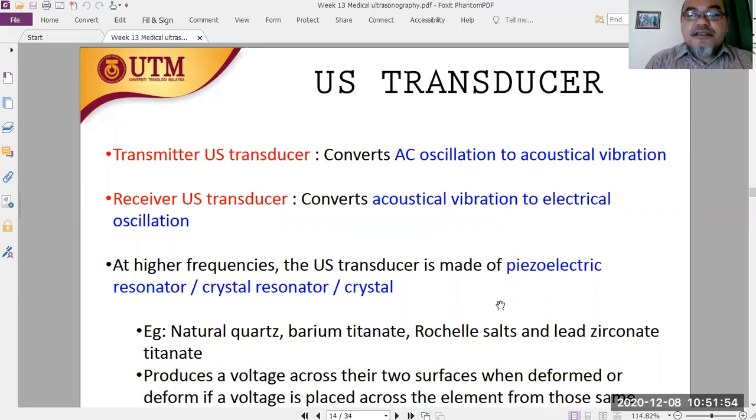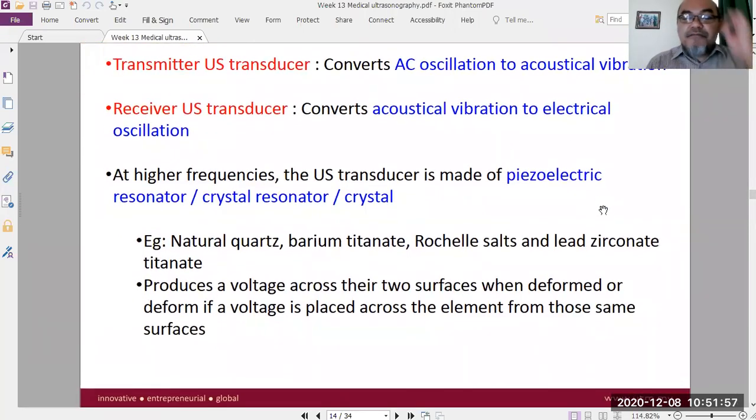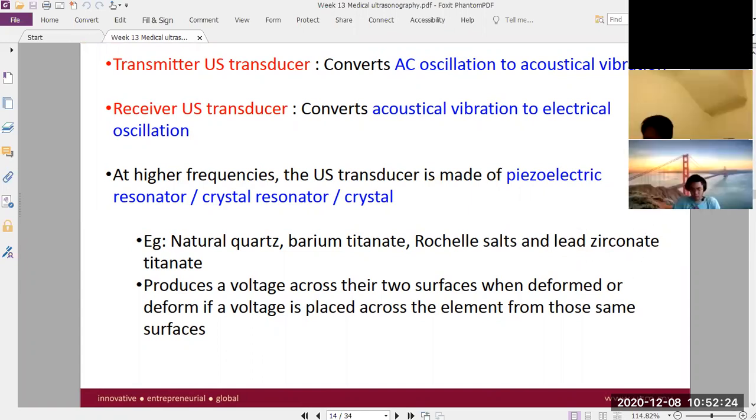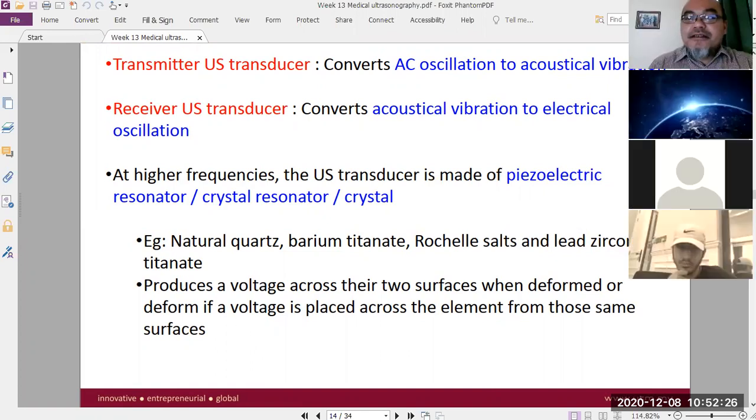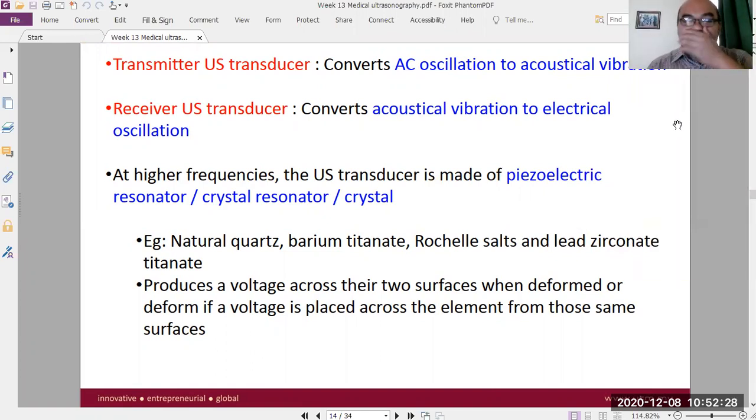At higher frequency, the ultrasonic transducer is made of a piezoelectric resonator or crystal resonator, or just crystal. It can be made using natural quartz, silicon dioxide. Remember your class in biomaterial last semester. Barium titanate, Rochelle salts, and lead zirconate titanate. This is PZT basically, lead zirconate titanate is PZT. What is the chemical formula? Check back your note from last semester.